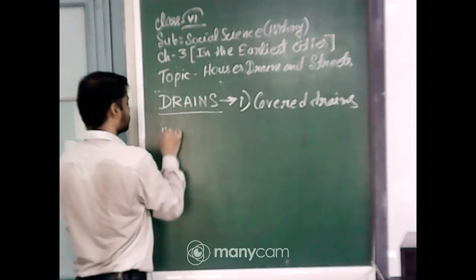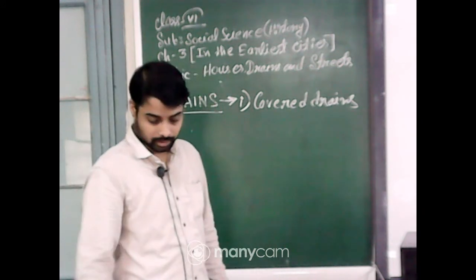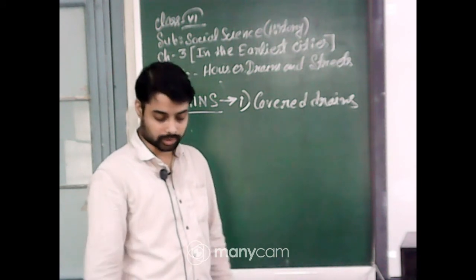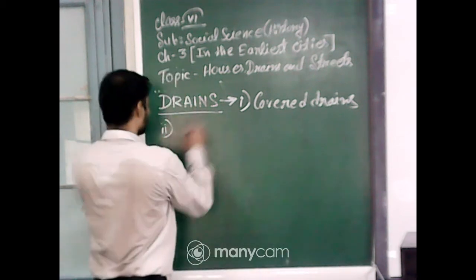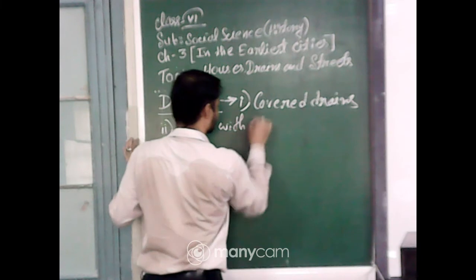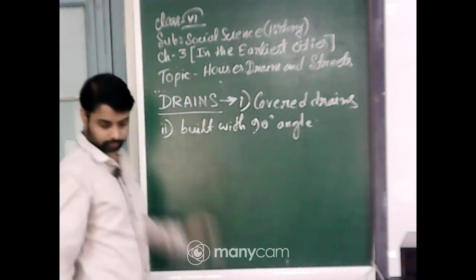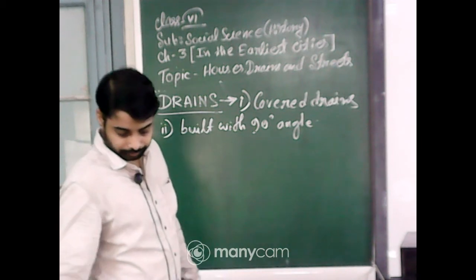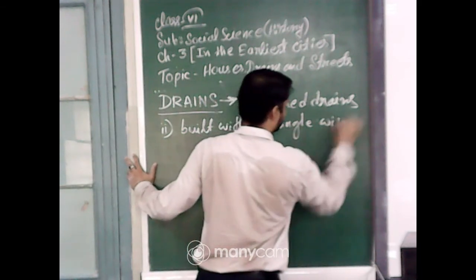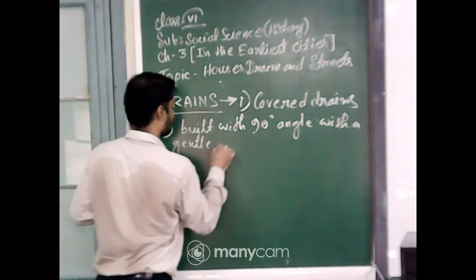Number 2, they were constructed at a 90-degree angle with the main street, as well as the small drains. Built at a 90-degree angle and with a gentle slope.